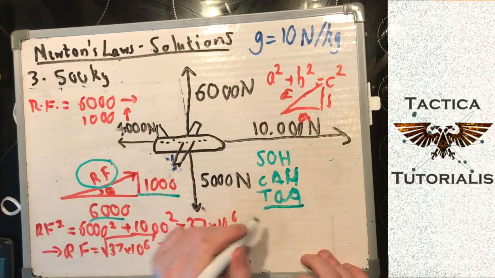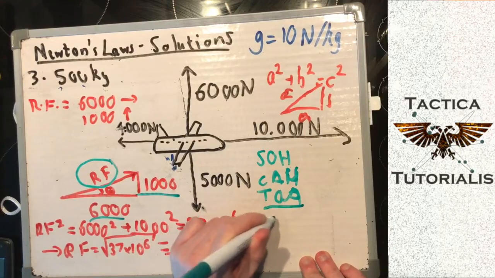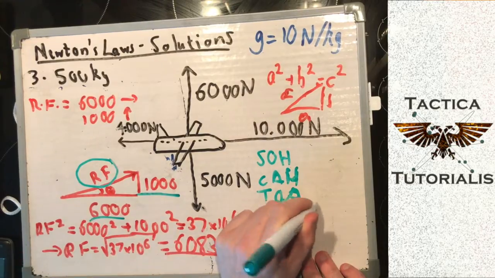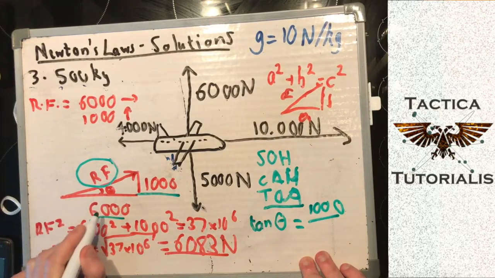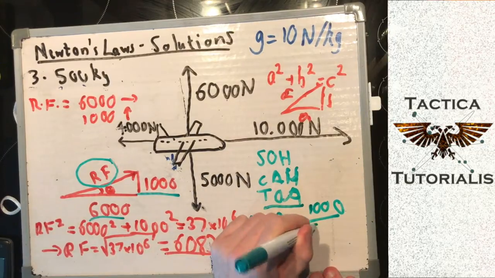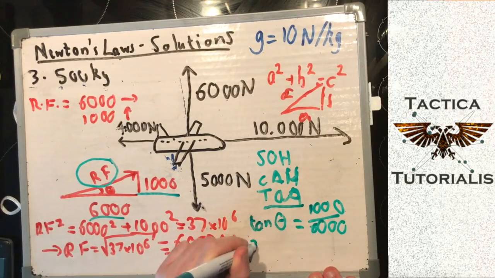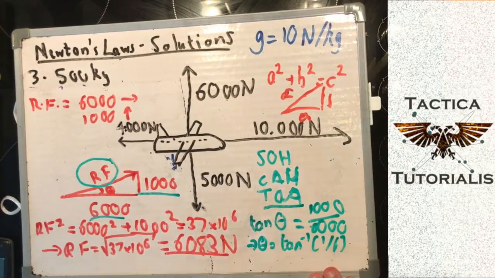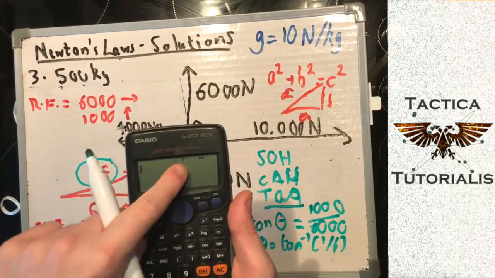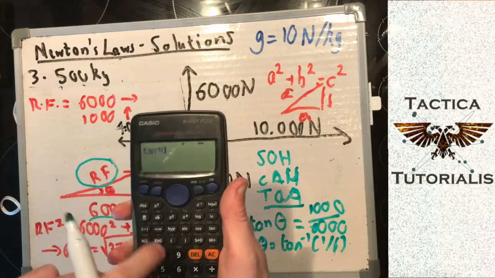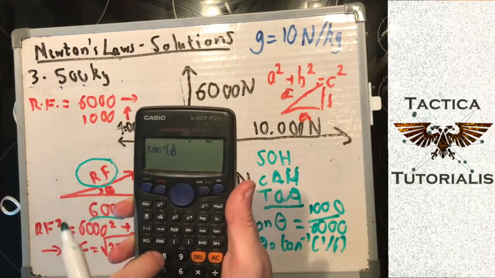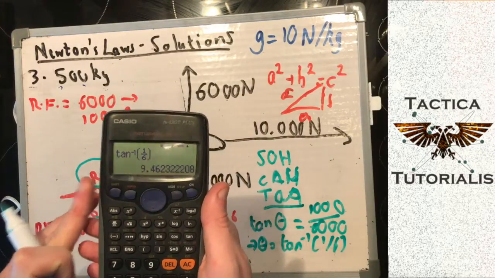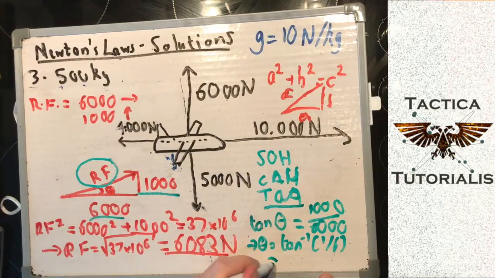So that would tell us that tan theta equals the opposite, which is 1,000, and the adjacent force is 6,000, which means that theta is tan to the -1 of 1 over 6. Now make sure that your calculator is in degrees mode if you've got a calculator like mine. Tan to the -1, fraction, 1 over 6 says 9.5 degrees. Ish.